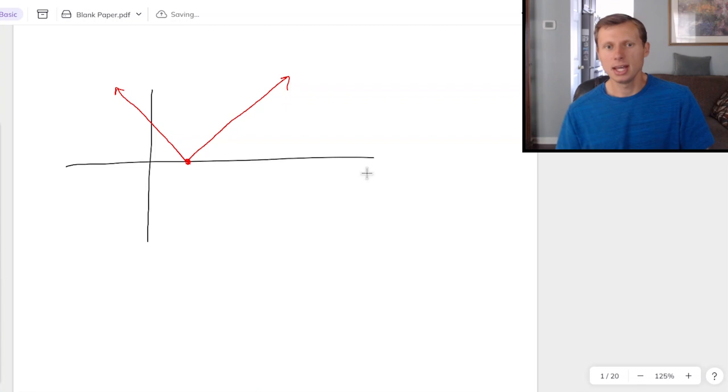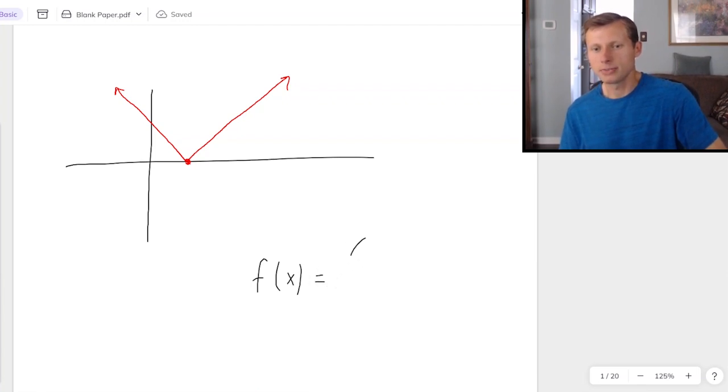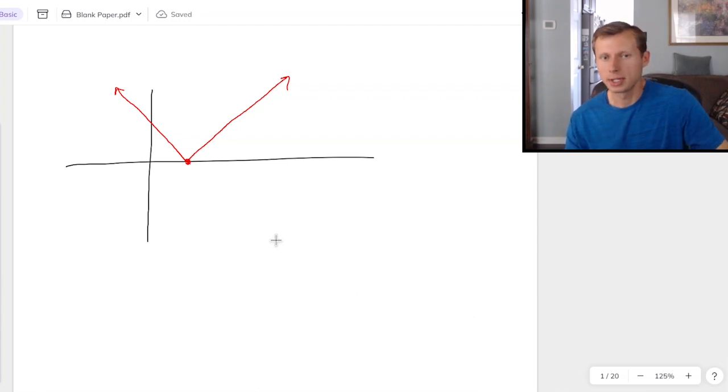You may be thinking, hey, wait a minute, this is just an absolute value function. Well, you're kind of right, this does look like an absolute value function, but all absolute value functions are really just piecewise functions in disguise. And remember, piecewise functions are the functions that have the curly bracket with one thing on top and one thing on the bottom.